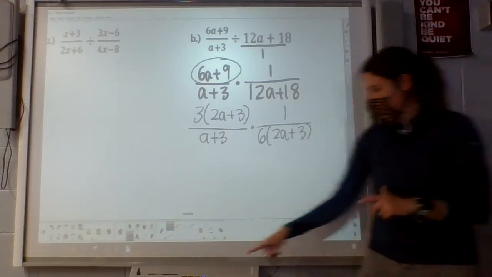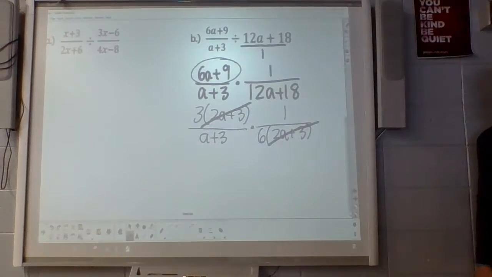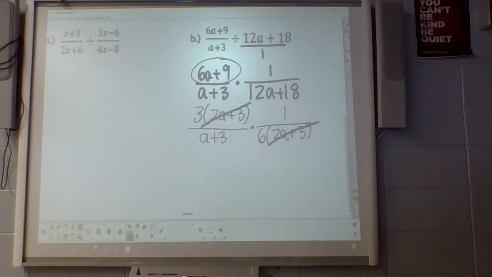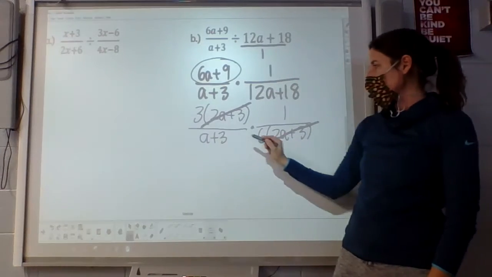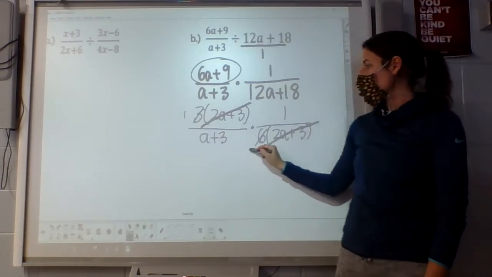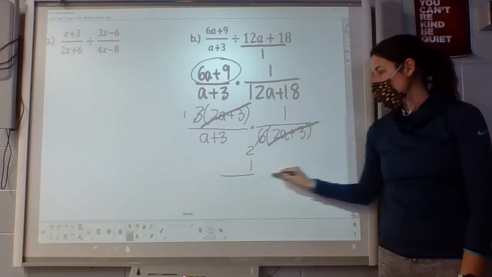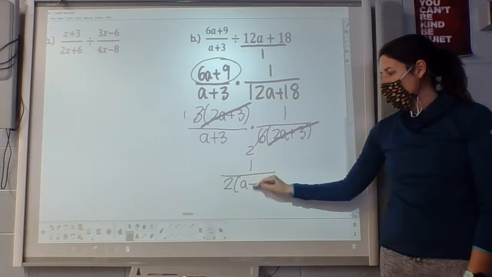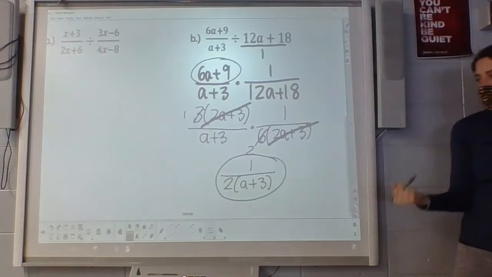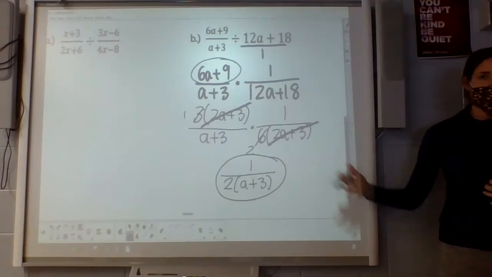So what do you guys see that we can cancel? 2a plus 3. That's it. Can you simplify the 3 and 6? Yes, the 3 and 6 are both being multiplied, so you can simplify those as well. 3 and 6 can both be divided by 3. This becomes a 1 and a 2. So all I have left on top is a 1. On the bottom, I have 2 times a plus 3, so I just want to write that in parentheses. If you want to distribute, you could, but I have to make sure I use parentheses or distribute. I can't just put the 2 on the end.